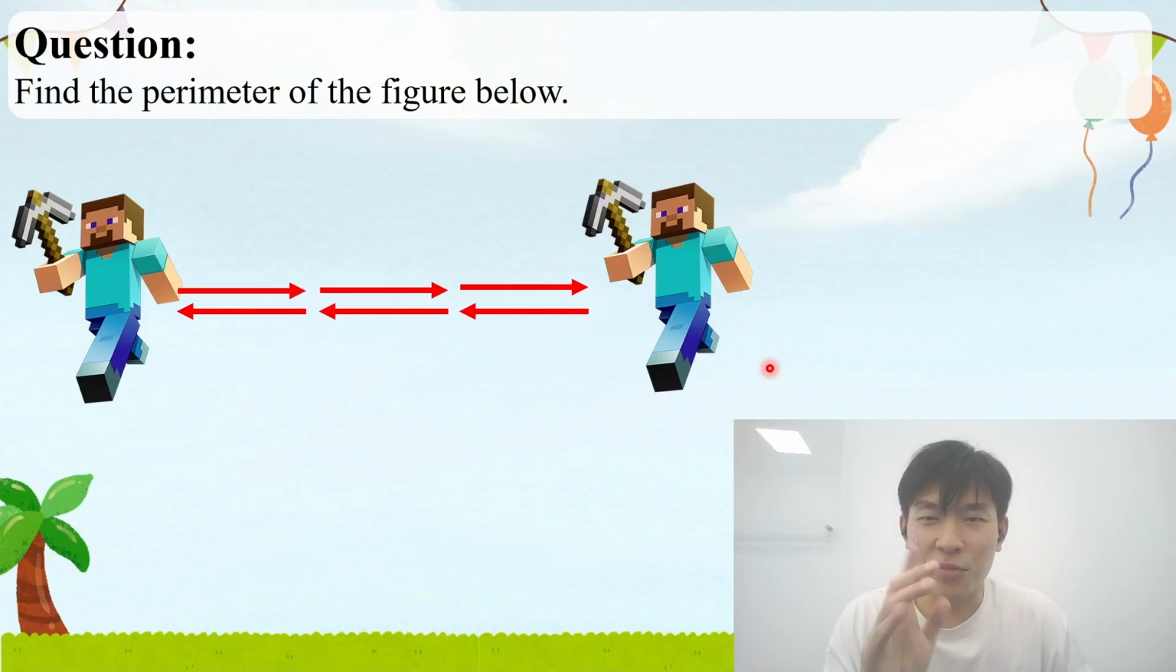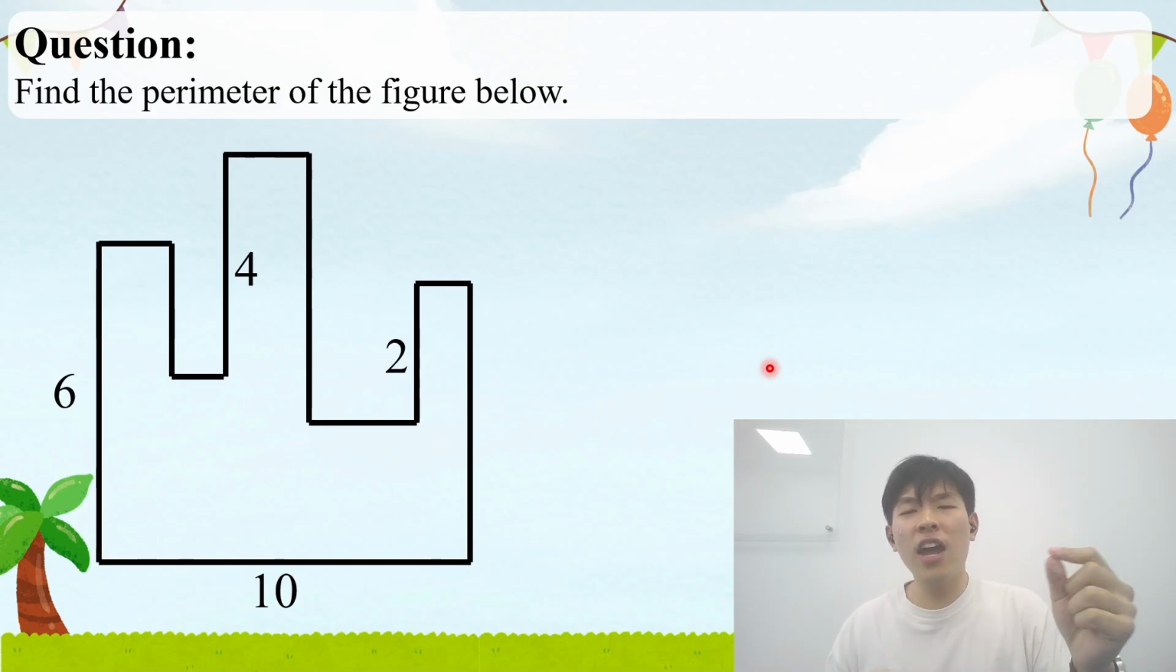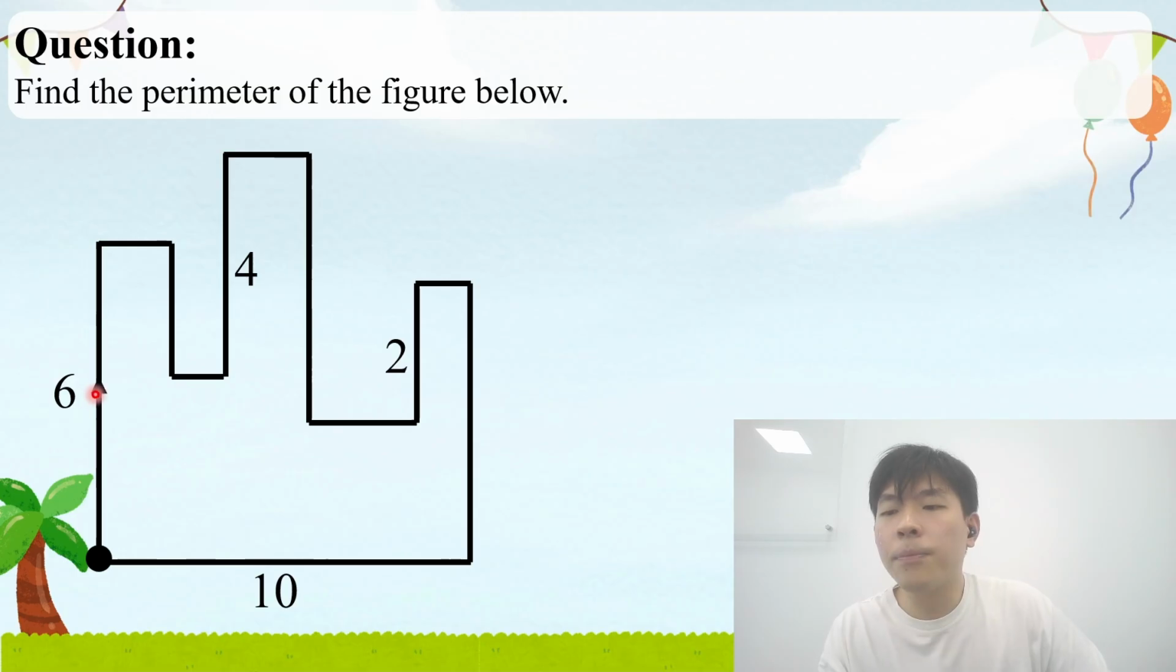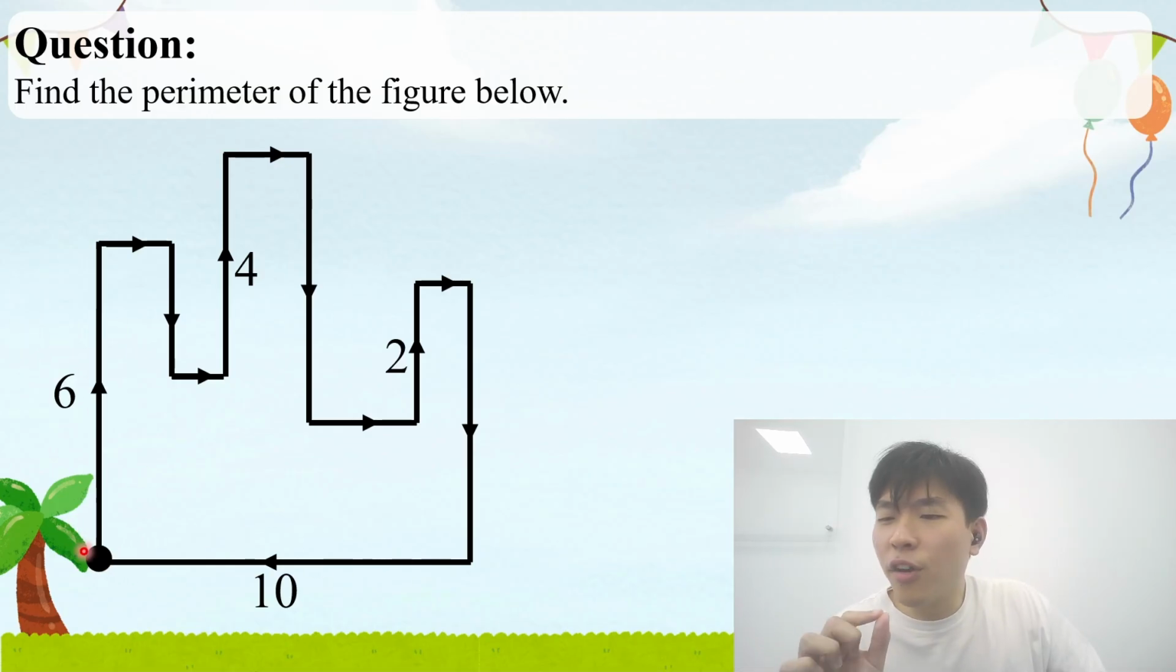So from this, we are definitely able to do our question. Let's start. So first, find the starting point. So let's say we put here as our starting point. Then we label our arrows. Go up, right, down, right, up, right, down, right, up, right, down, and left. Now, of course, if you choose here as starting point, you definitely can go right as well. You don't need to follow me to go up.